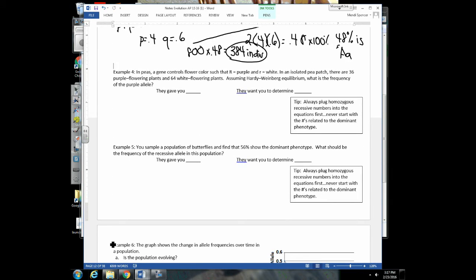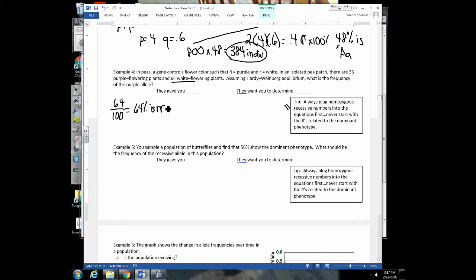Example 4 gave us information about individuals that have the dominant phenotype and those that have the recessive. And you have to remember that we always have to work basically from the recessive numbers that were given. So we know that white is recessive, and we said 64 divided by 100 is giving us the percent of the population that would be showing this recessive phenotype. So 64% is homozygous recessive. So we have little r, little r.